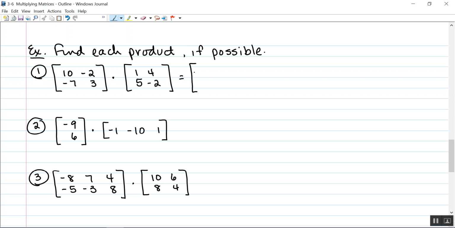So I'll have 10 times 1 plus negative 2 times 5. And that's going to give me my first element. Now go across the first row and down the second column. So 10 times 4 plus negative 2 times negative 2, or minus 2 times negative 2.